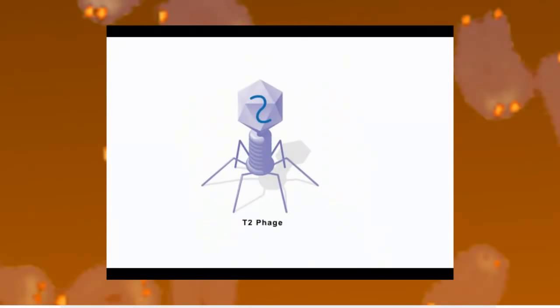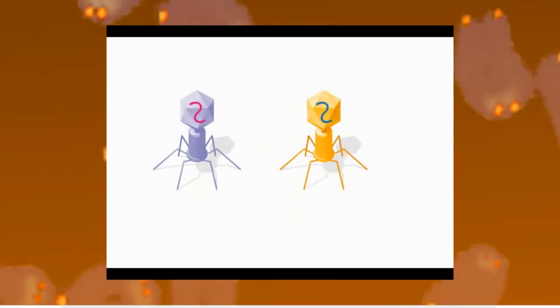Since T2 consists of only DNA and protein, Hershey and Chase reasoned that the genetic material must be one of the two components, so they designed an experiment to determine which it is. For their experiment, the scientists prepared T2 phages that either had radioactive DNA or radioactive proteins.